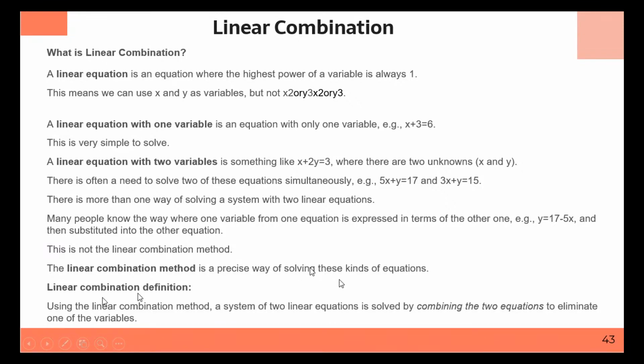Linear combination: using the linear combination method, a system of two linear equations is solved by combining the two equations and eliminating one of the variables. Like we did, we combined two equations and eliminated one of the variables, that is y, and then we found only x, and then we substituted the x value into the other equation. That's what is said to be the linear combination definition.